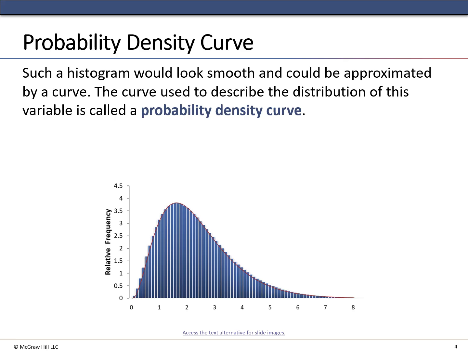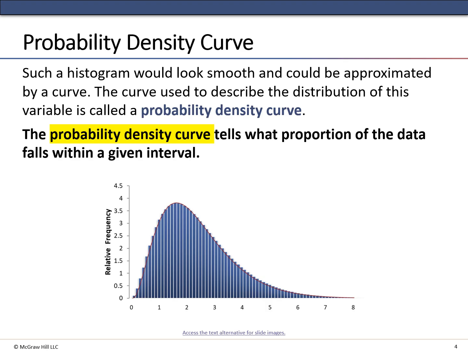The curve used to describe the distribution of this is called a probability density curve. It's called this because it tells what proportion of the data falls within a given interval. Remember that proportion and probability values can be thought of interchangeably. So if 10% of the data falls within a certain interval, then the probability of picking a random subject and being in that interval is also 0.1 or 10%.